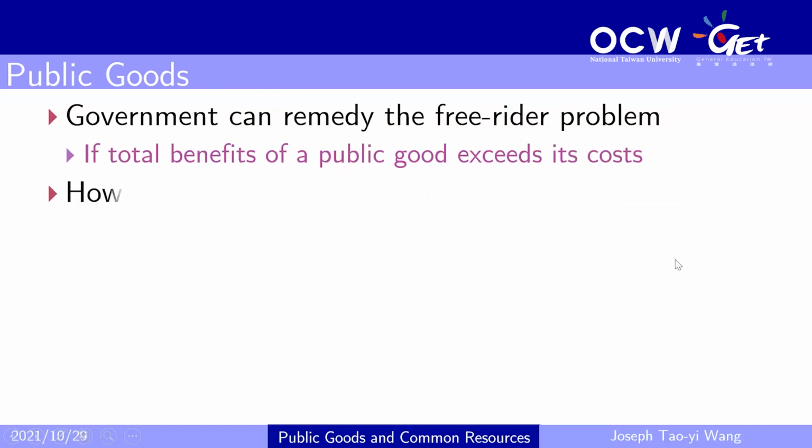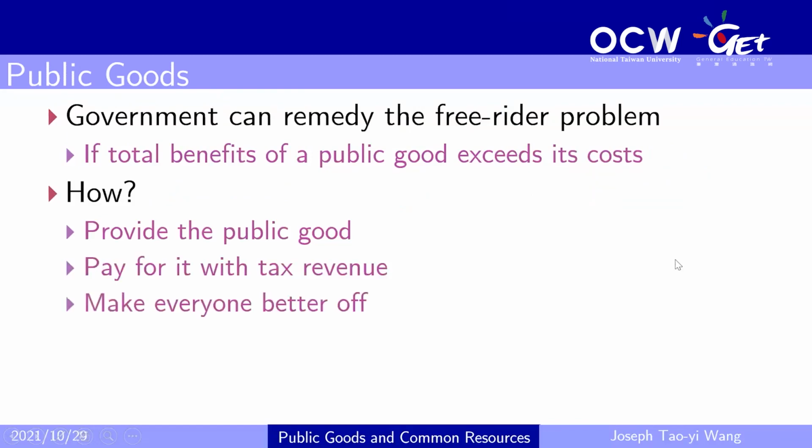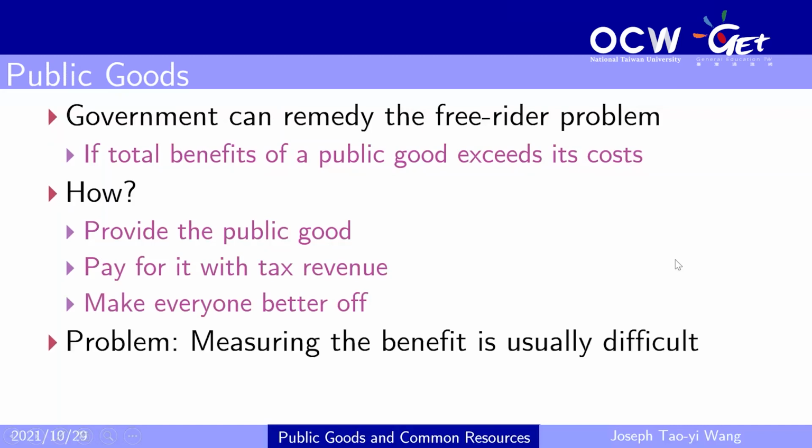And so we already see this example that the government can provide the public good and pay for it through tax revenue. And because taxation is enforced, it's mandatory, so the government can do this, and everybody's better off. And of course, the main issue here is how do you measure the benefit for this public good? What's the benefit to have a fountain in the community?